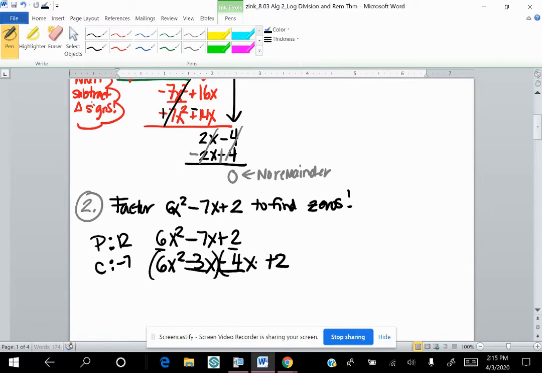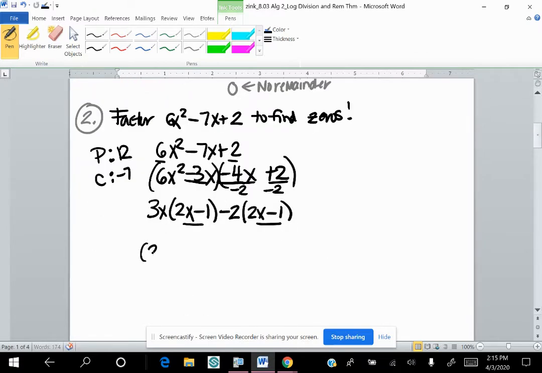Group up my first two, group my last two, factor out my 3x, leaving me with 2x minus 1. Here, since the first term in the parentheses is negative, I want to take out a negative 2, which means I'm dividing each of these by negative 2, leaving me with positive 2x minus 1. The 2 parentheses are the same. That's good news. We group those and write those once, and then the leftovers go in the second set.